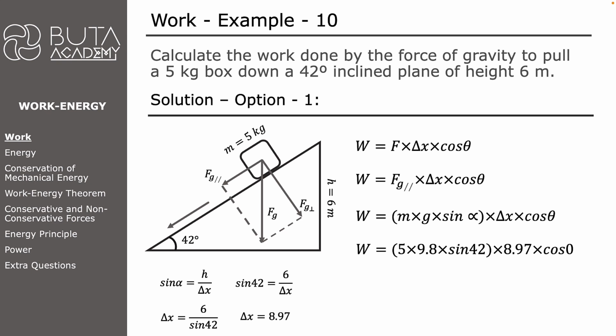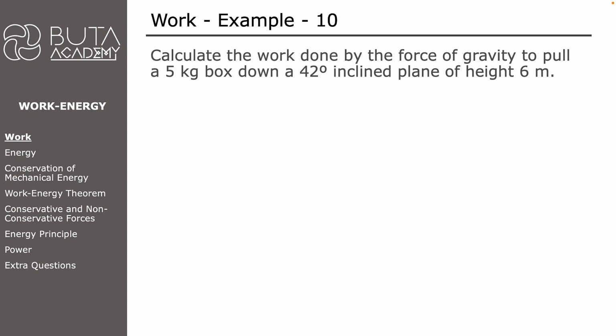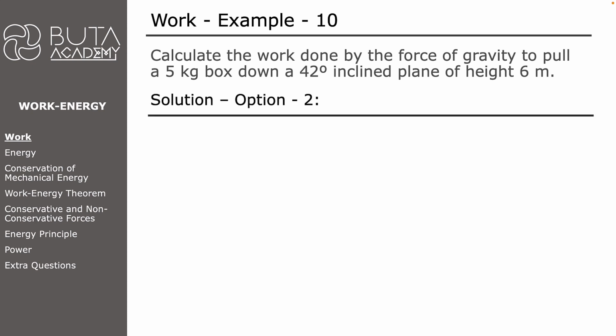Work done by the force of gravity is equal to 294.1 joules. We mentioned at the beginning that we would approach the problem using two different methods. The second option we will use is not much different from the previous one. However, by using it, we will avoid calculating the length using trigonometry, and more importantly, we will only have to deal with one angle, which will make things easier.